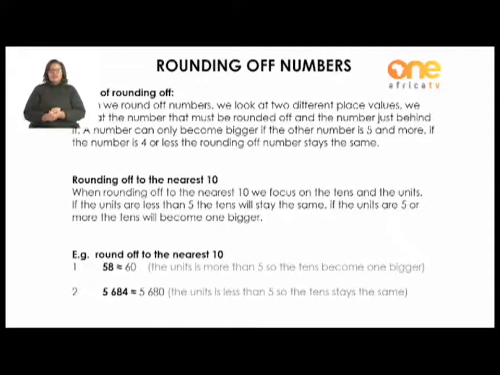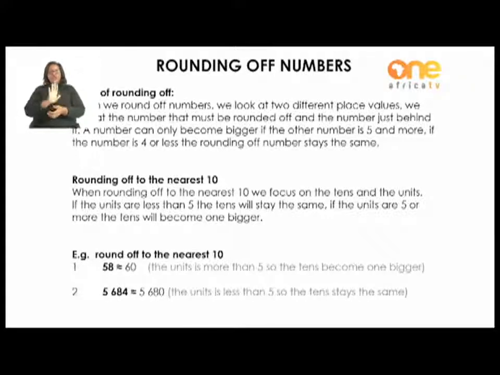Now let's look at the example. Rounding off to the nearest 10. I hope you still have your books in front of you. And then we read 58 rounded off to the nearest 10. Here we look at the units. The units is more than 5, so that allows the 10 to become 1 bigger. So if we go to our example, we will say our unit is an 8. 8 is bigger than 5, and that allows the 5 to become 6, and 58 rounded off to the nearest 10 becomes 60. Example 2.